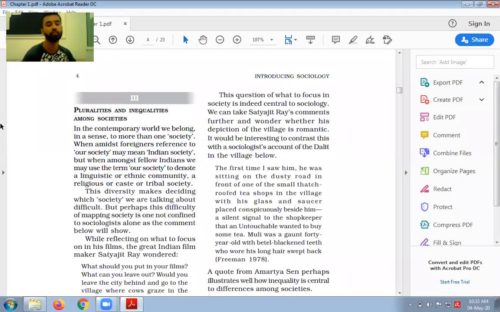So pluralities. Look, India is that nation which has a pluralistic nature. Indian society is a pluralistic society. When I'm saying pluralistic society, what does it mean?